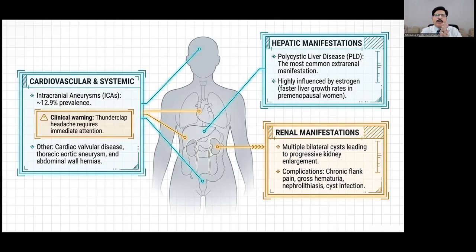What are the cardiovascular manifestations? Intracranial aneurysms, 12.9% prevalence. Okay, thunderclap headache requires immediate attention. Somebody has a thunderclap headache. It could be a ruptured aneurysm associated with high blood pressure due to polycystic kidney. Other cardiac valvular disease, thoracic aortic aneurysm, abdominal wall hernias. These are the systemic effects. What are the three areas I should look for? Look for cardiac valvular disease, thoracic aortic dilatation and aneurysm, and abdominal wall hernias can be there.